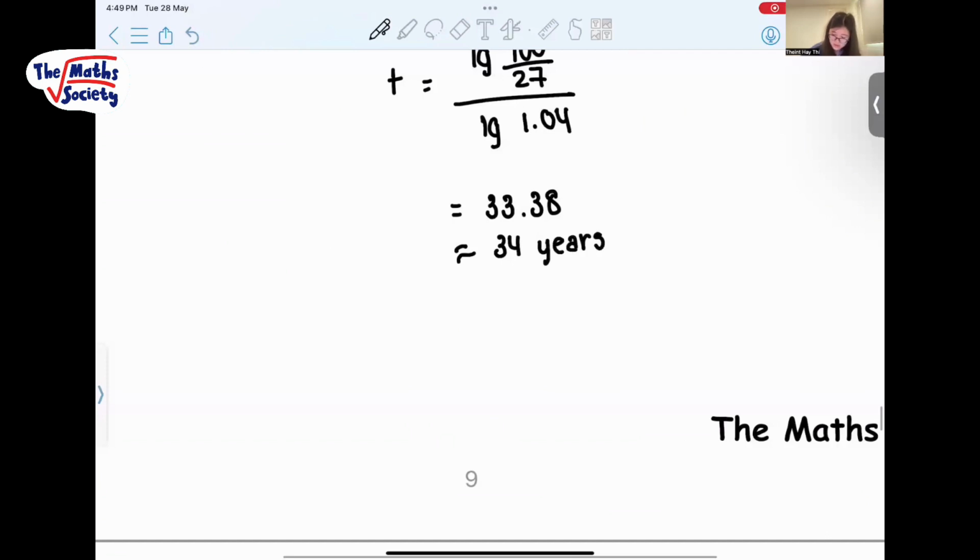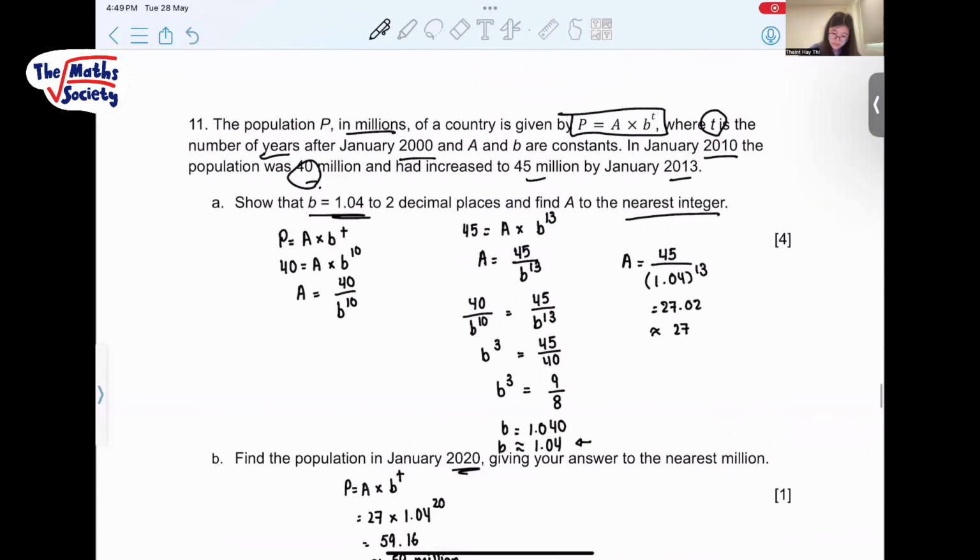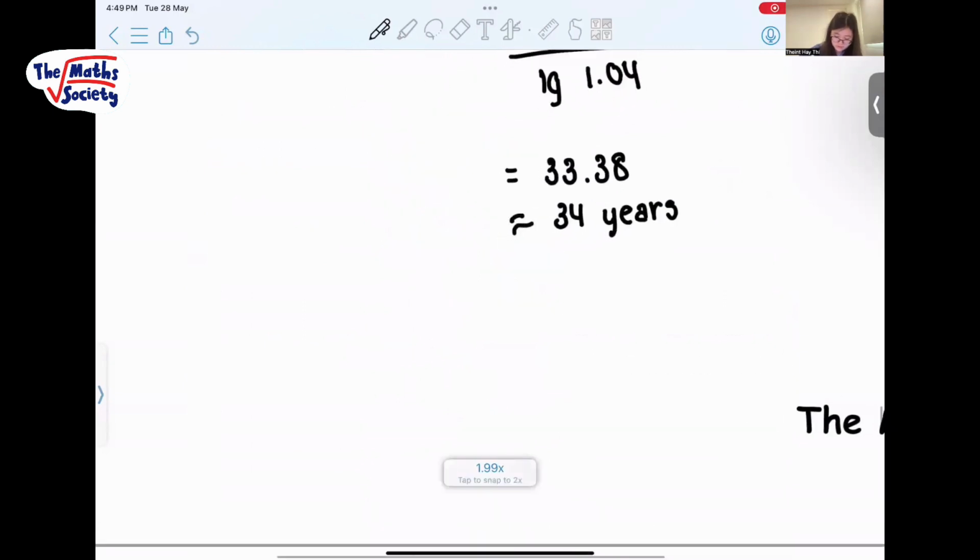So then we start at 2000, so the end is going to be 2034.